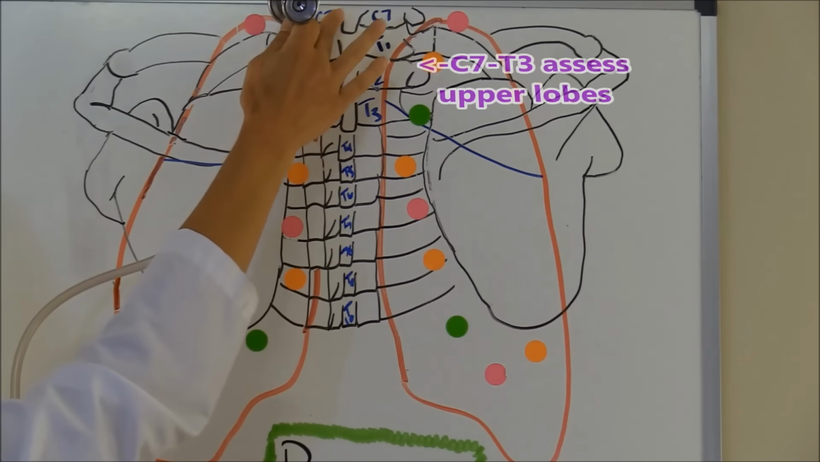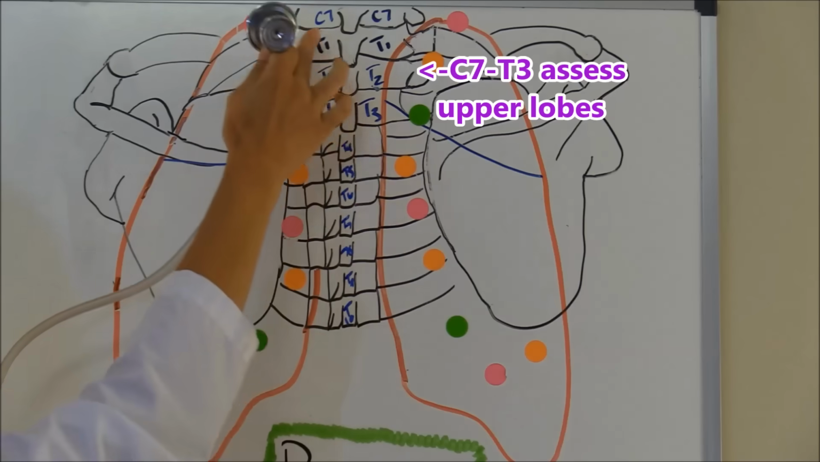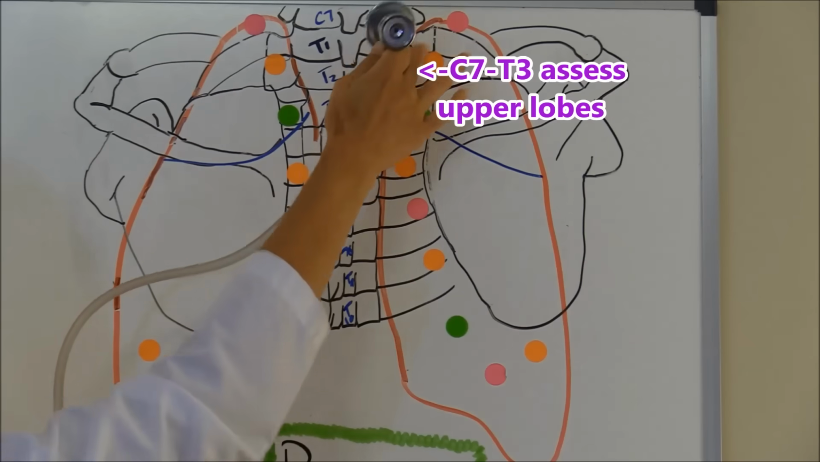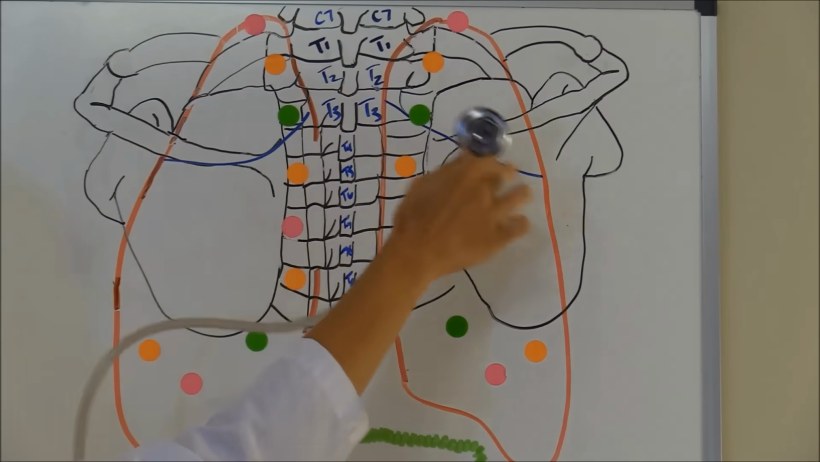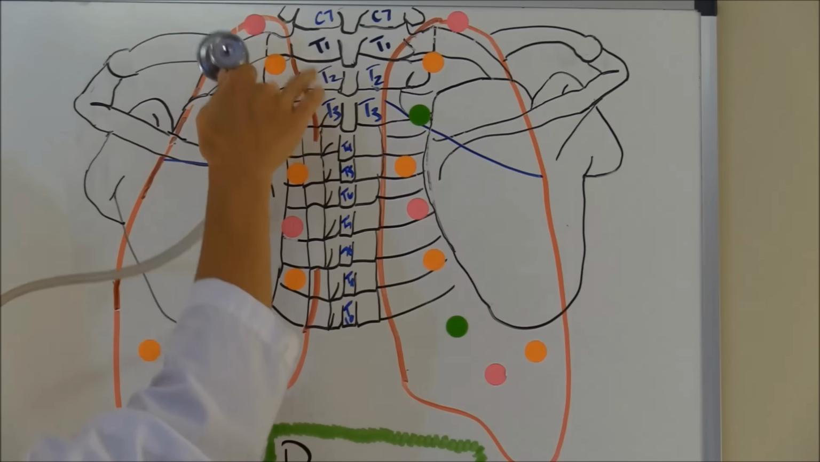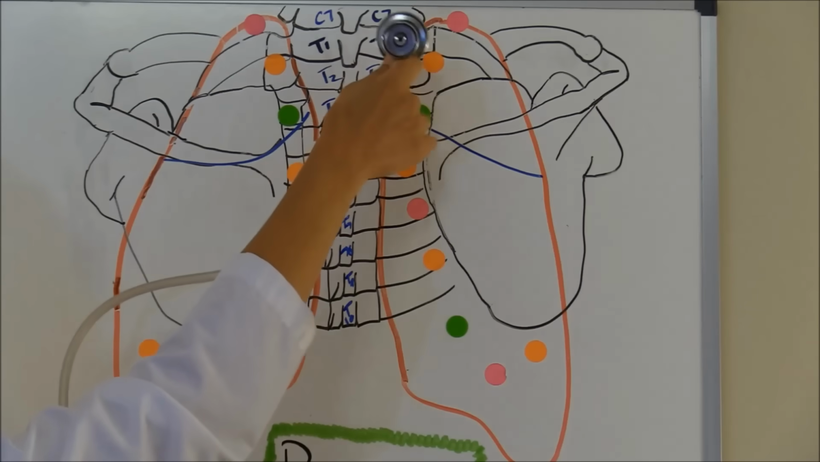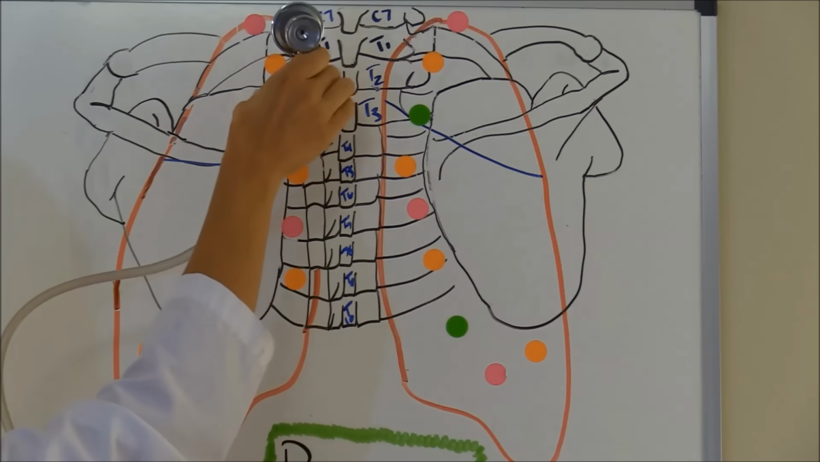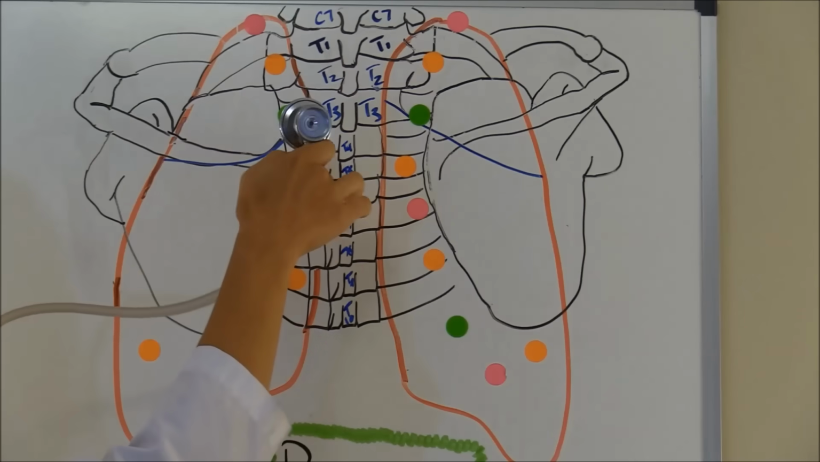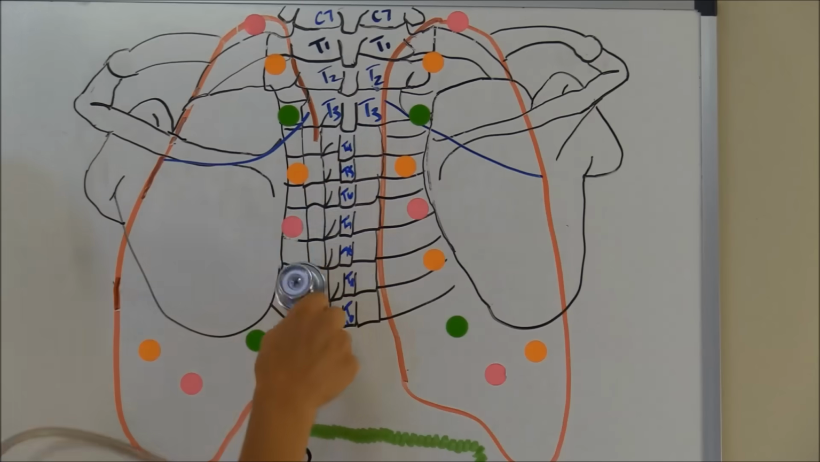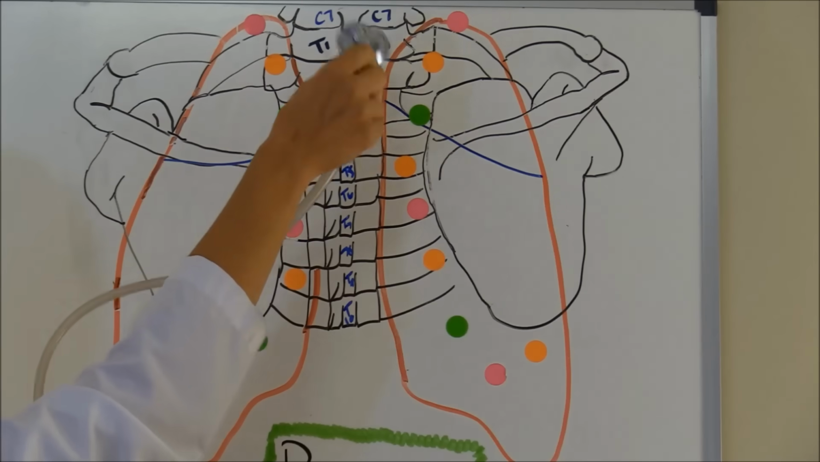So from C7 to T3, your cervical and thoracic spine, that is where your upper lobes are. And as you can see, here's your fissures right here, and you have the upper lobes there. So what you want to do is just go in between where the shoulder blades and the spine are and just work your way down. So we're going to listen to our upper lobes.